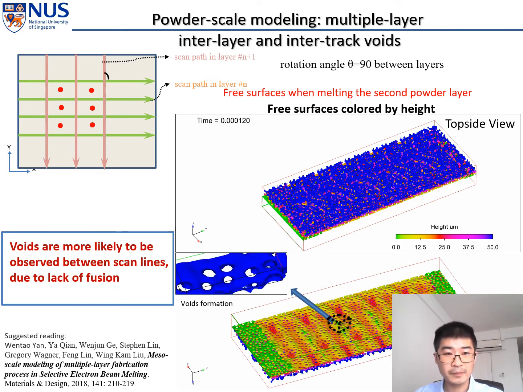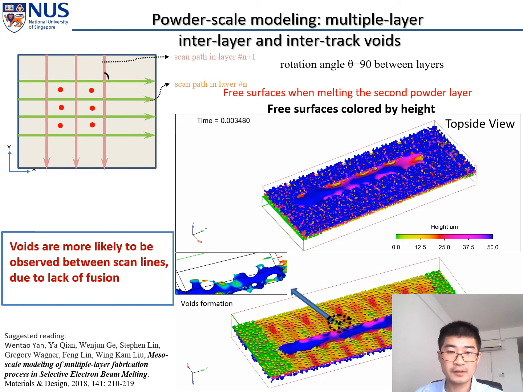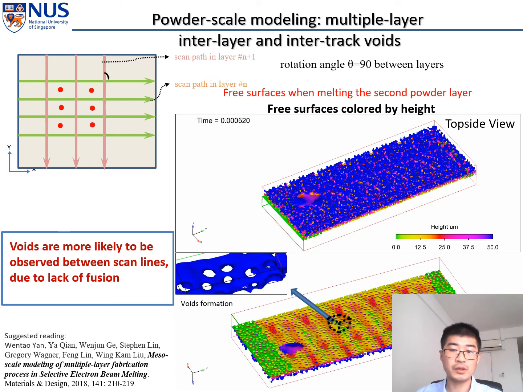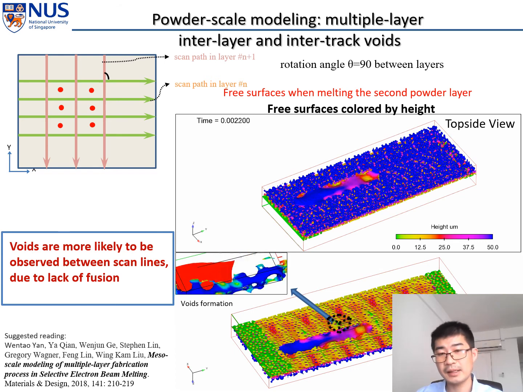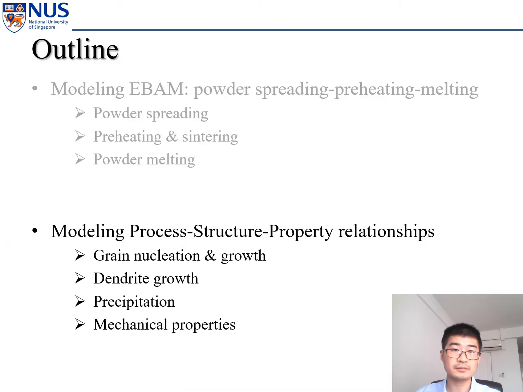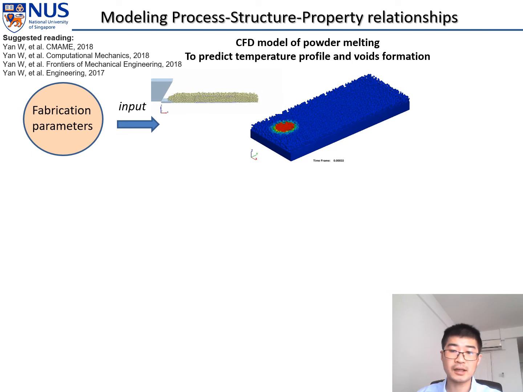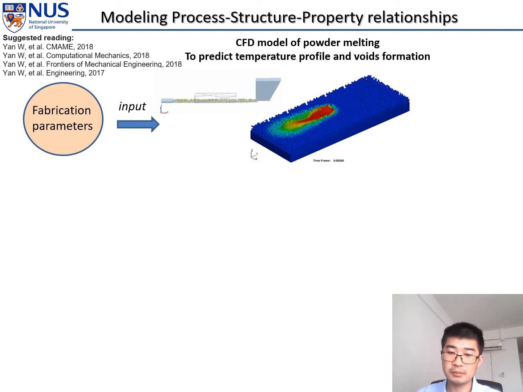So the shape, geometry, size, and spatial distribution of the lack of fusion voids in our simulation also agree with the experimental observations. So next we want to extend our process models to structure and property relationships. So the overall framework is like this. We link the process, structure, property models together.